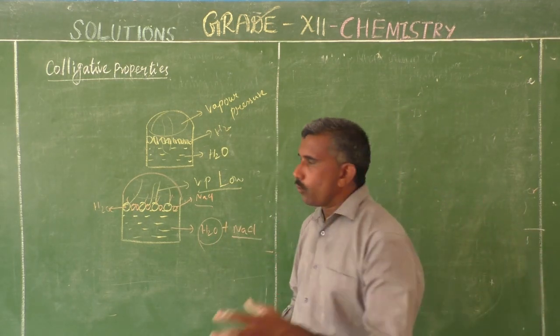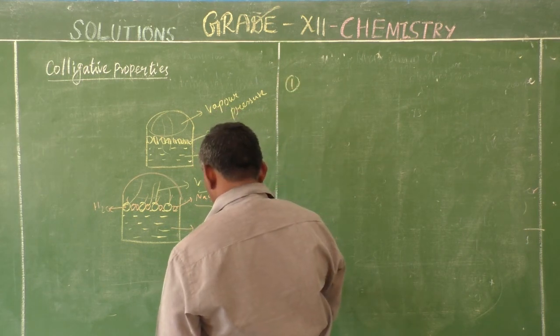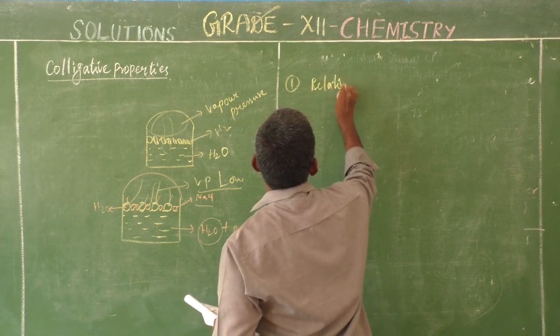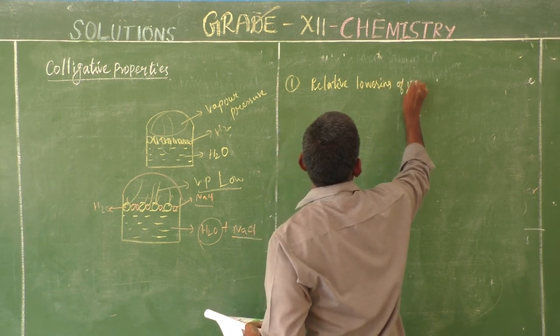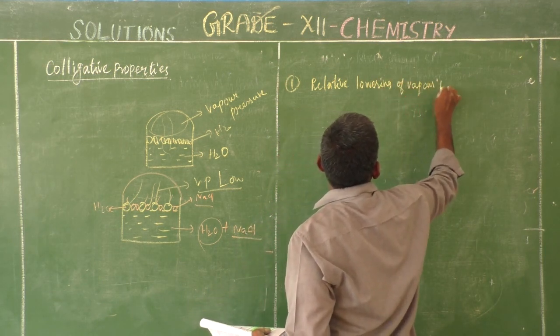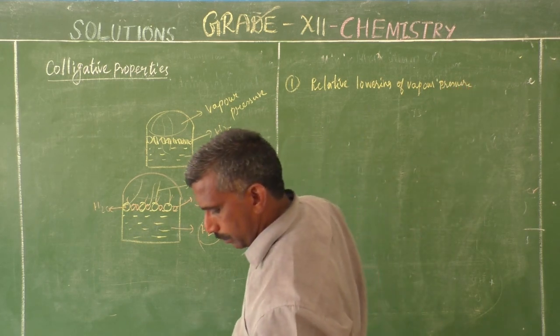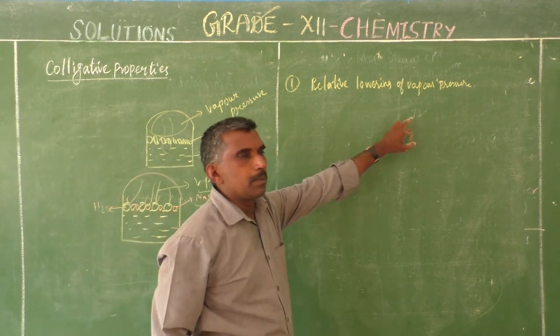Studying this relative lowering of vapor pressure is known as a colligative property. There are four colligative properties. The first property is relative lowering of vapor pressure. Here the vapor pressure is decreasing, that is the lowering of vapor pressure. Second, depression of freezing point.